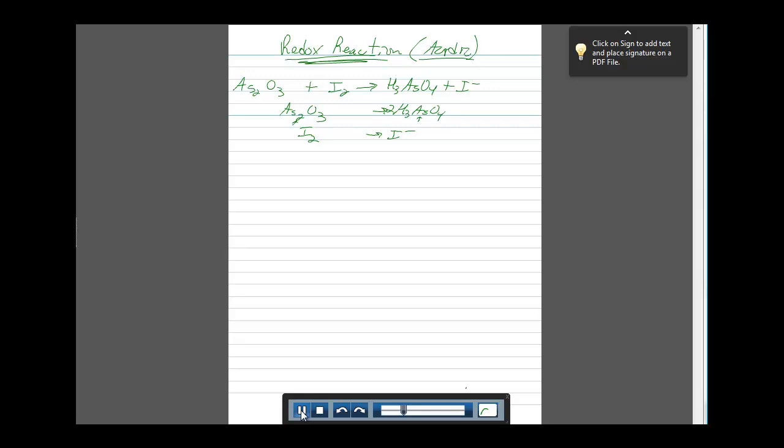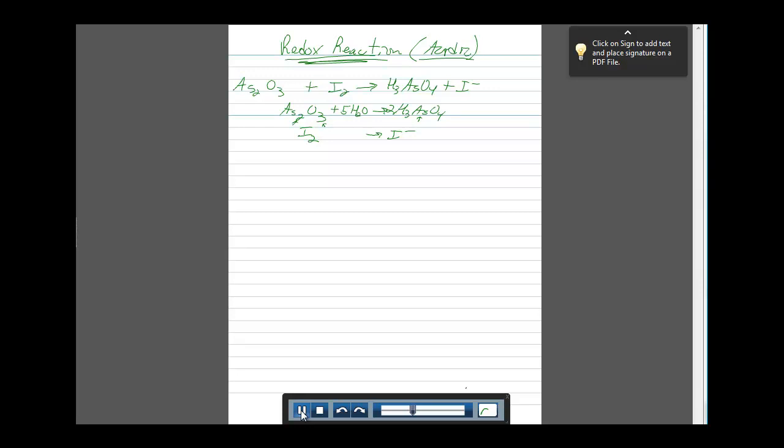Now we need to balance the oxygens, and notice that we have 3 on the left and we have 8 on the right, so we're going to need 5 more on the left, and to do that we add water. For every oxygen that you have to add, you add an H2O molecule. By doing that, we now have our 8 oxygens balanced, and the next step is to balance our hydrogens.